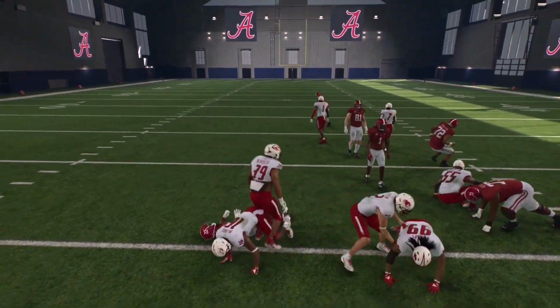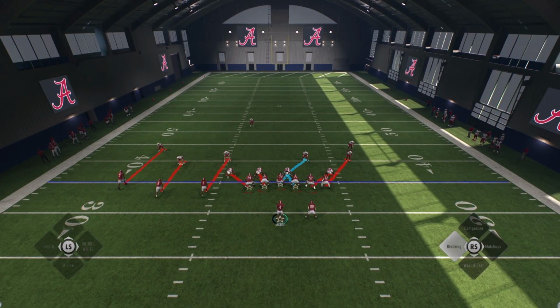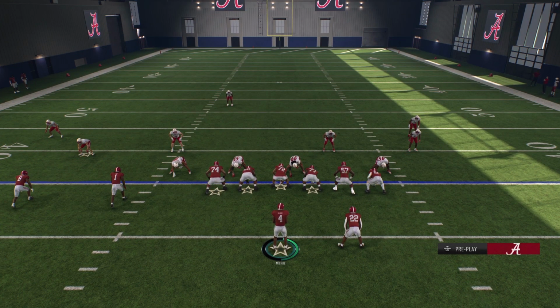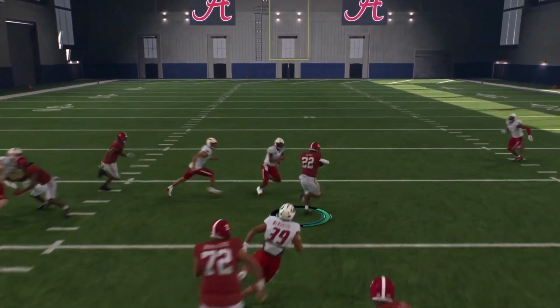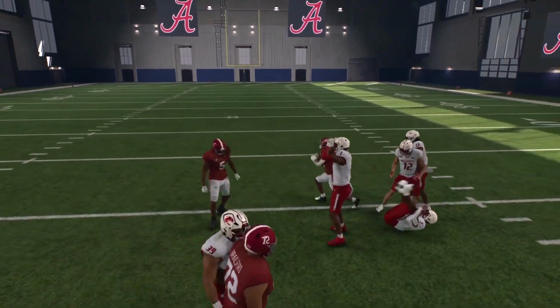I get 7 yards. If we take a look at here, let's see, I'm going to shoot the A gap to the left side and I'm hoping 52 wins his one-on-one with 55 because 99 is going to be double teamed. And he is, and I get a great run.